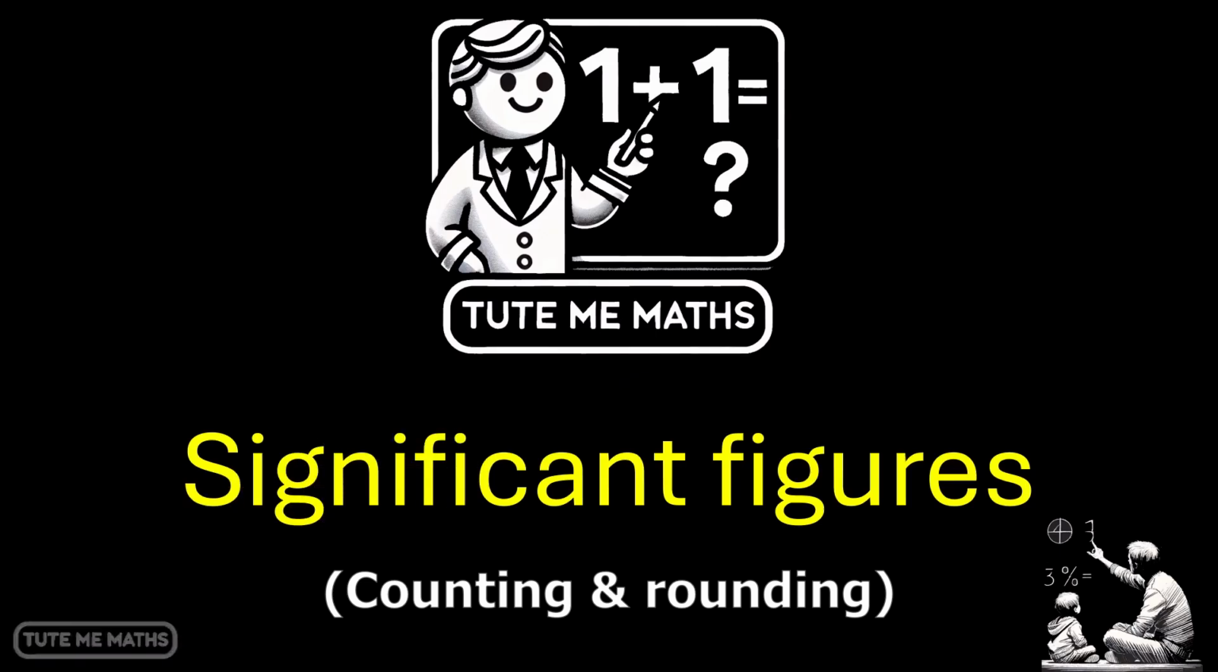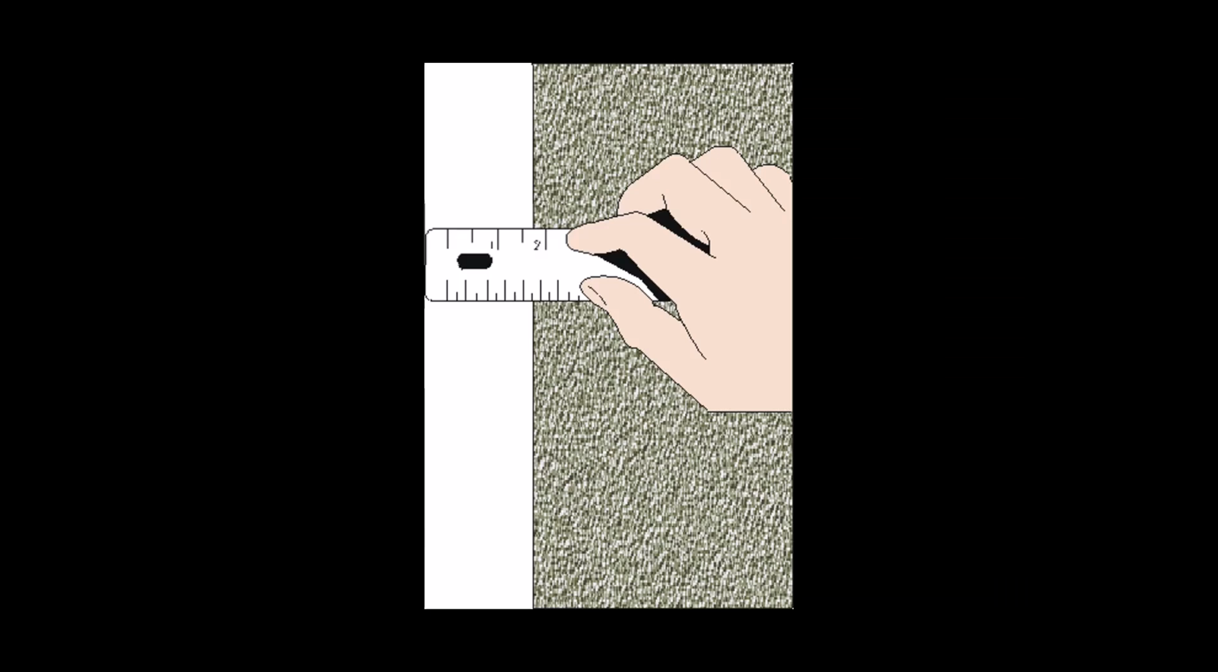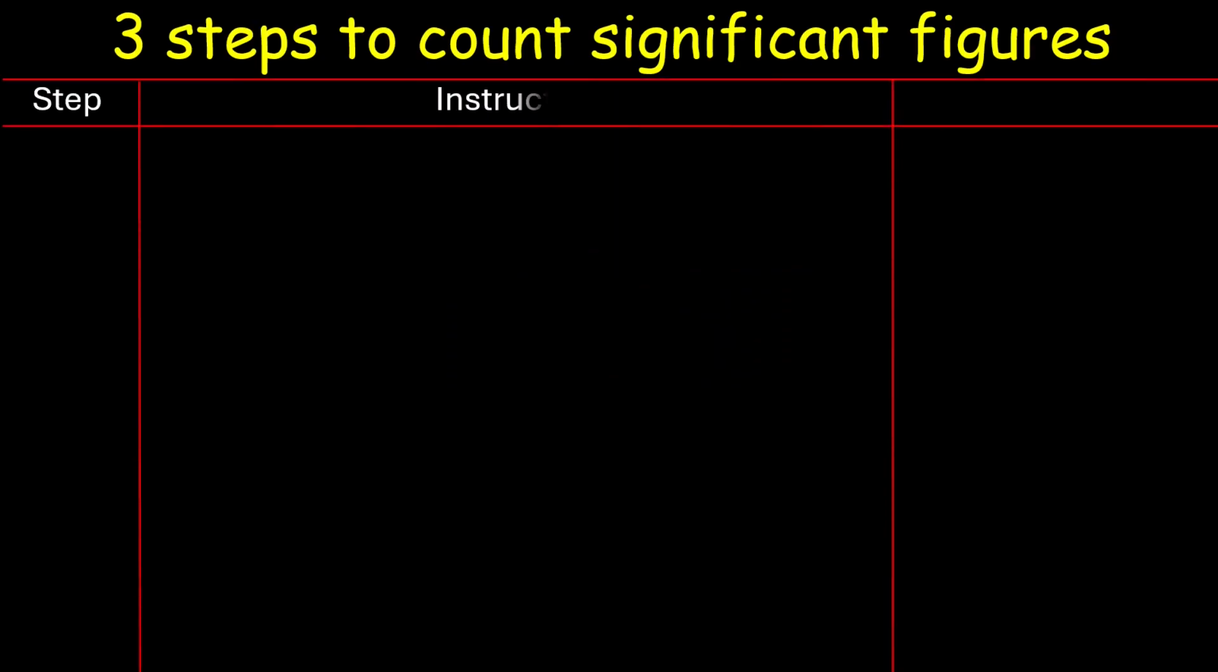The word significant refers to something meaningful or important. Significant figures tell us how many of the digits are certain, coming directly from the instrument, and the last estimated digit as well. There are 3 easy to follow steps when counting significant figures.